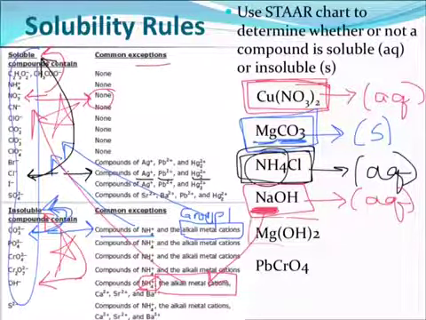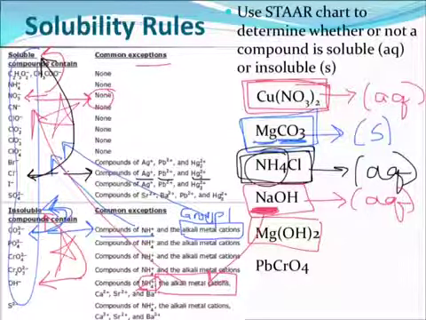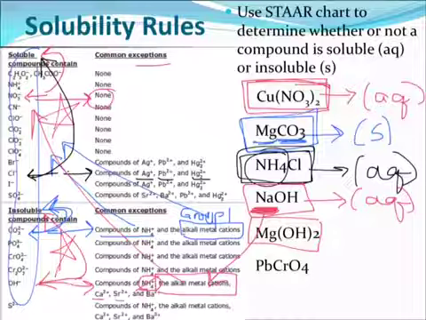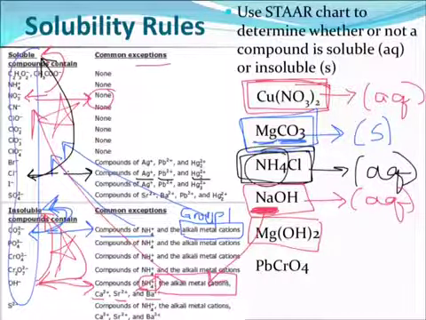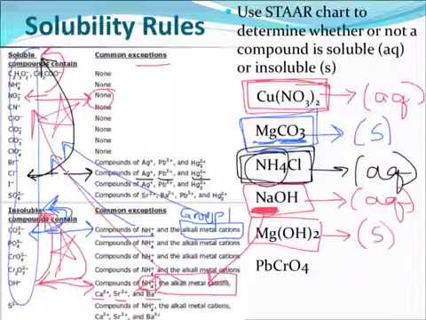Next, we've got magnesium hydroxide, another hydroxide. So we look, but we find out we've got calcium, strontium, and barium, which are all in group 2, but magnesium didn't make the list. So magnesium is not an exception. So this hydroxide is insoluble, so I'm going to put a solid symbol on it.